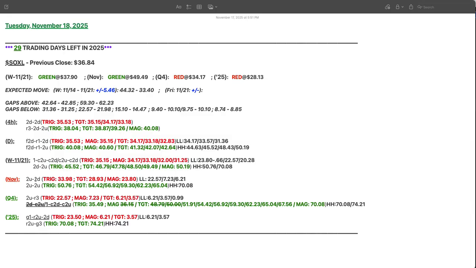Now on the month, we talked about it previously. We're still inside on the month as well. We're getting towards the bottom of the month though. So getting close to triggering that 2 up, 2 down.